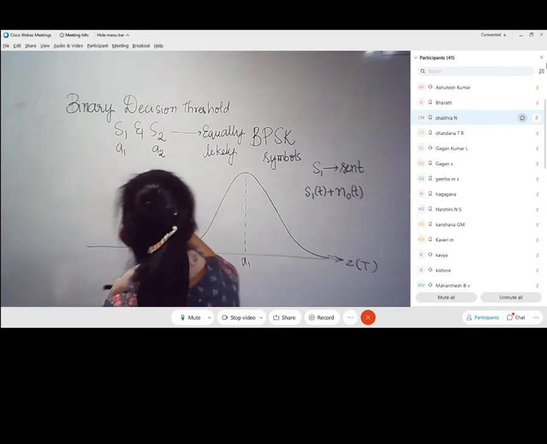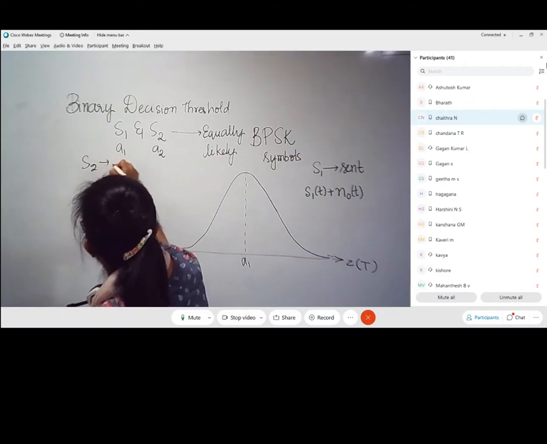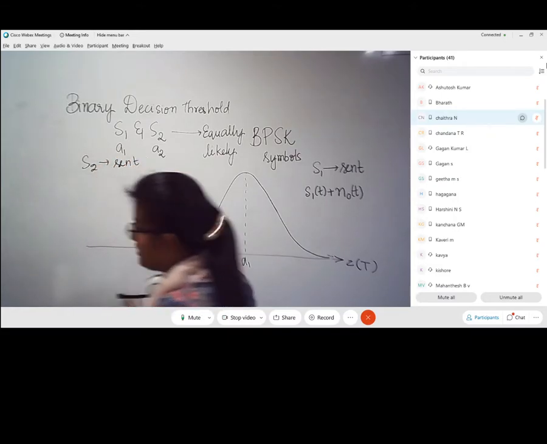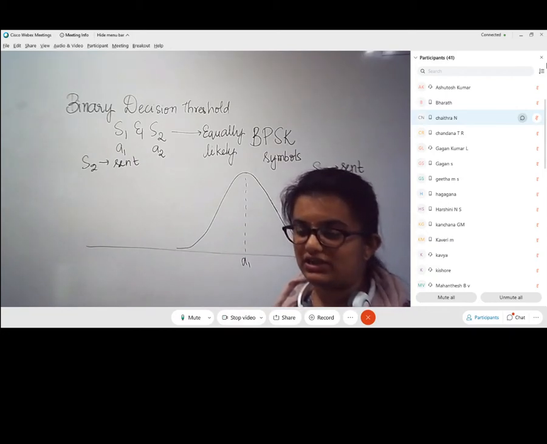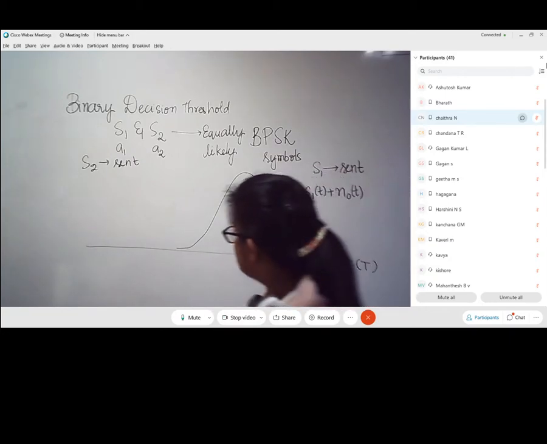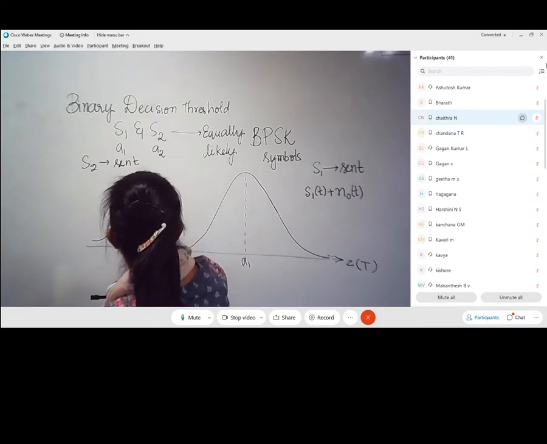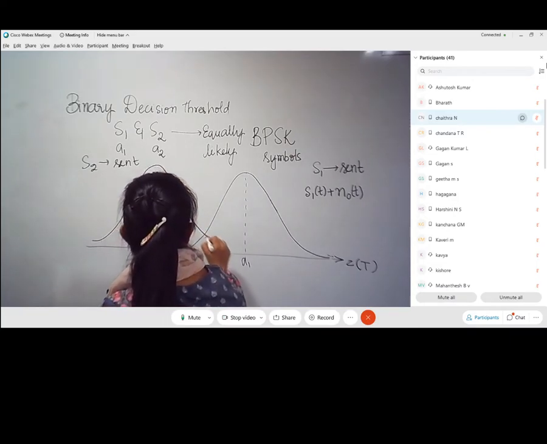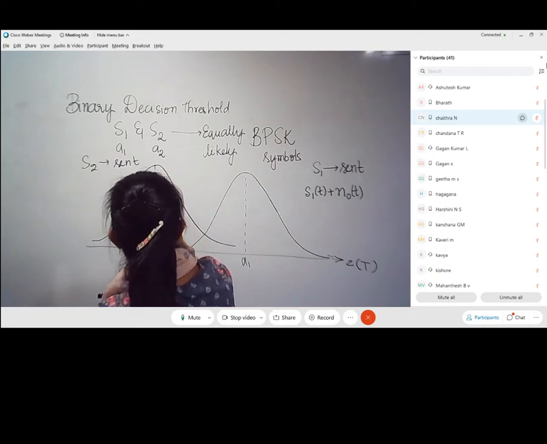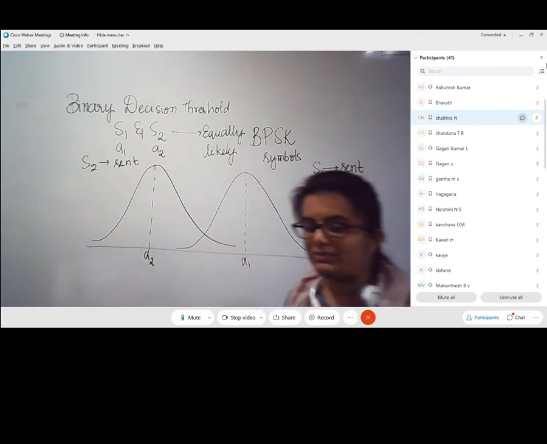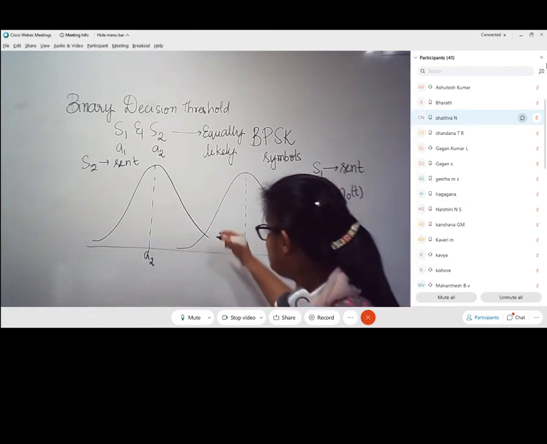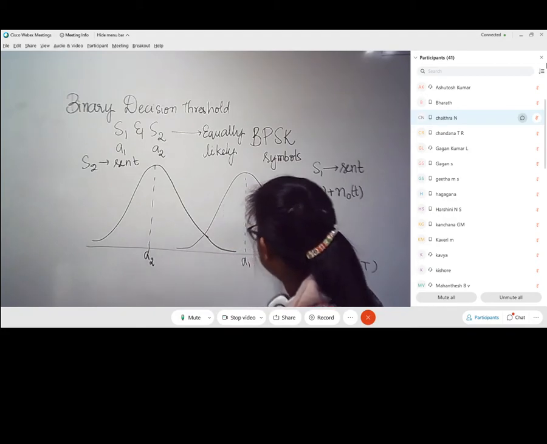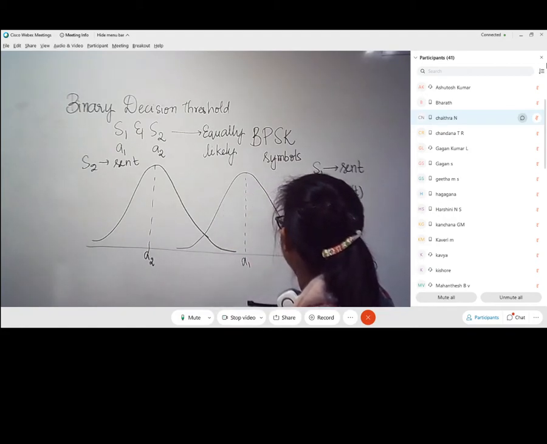Then next, assume that S2 is sent. Now S2 is sent over the channel. Now I am trying to plot the possible amplitudes that I am going to receive at my receiver. If I do so, I am going to get another bell-shaped curve, which is now centered around another value called A2, which happens to be the amplitude of symbol S2. Like this, once we obtain these, they are called likelihood functions.